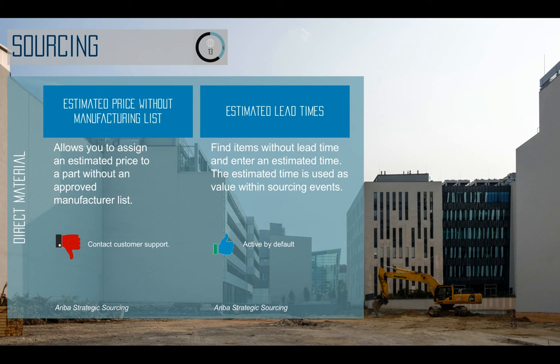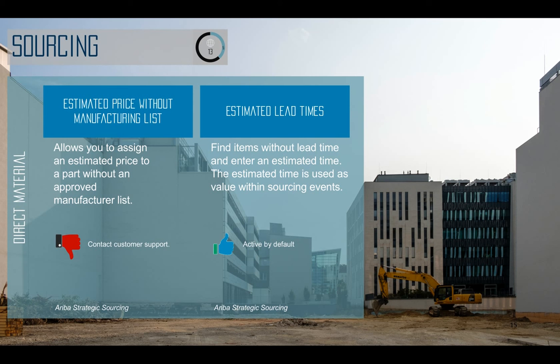Also, what is now possible is that you are able to assign an estimated price to a part without an approved manufacturer list. So if you don't use AML, you're now able to get at least an estimated price that is then used for your calculation and so on. To get this feature, you need to contact your customer support.